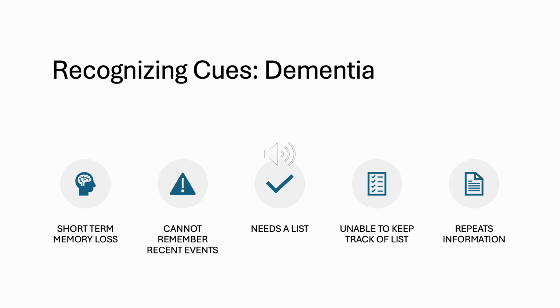And remember, this is a progressive disorder, so at some point they may become unable to keep track of a list. They may have the list with them, but still forget to pick up the items on the shopping list. And they may become repeaters. They may start repeating information, so you may hear the same stories over and over again.